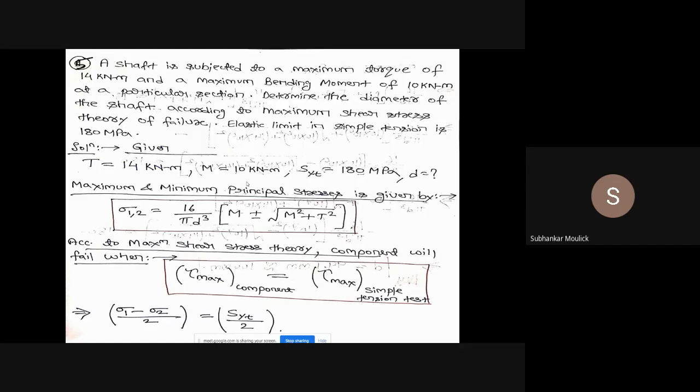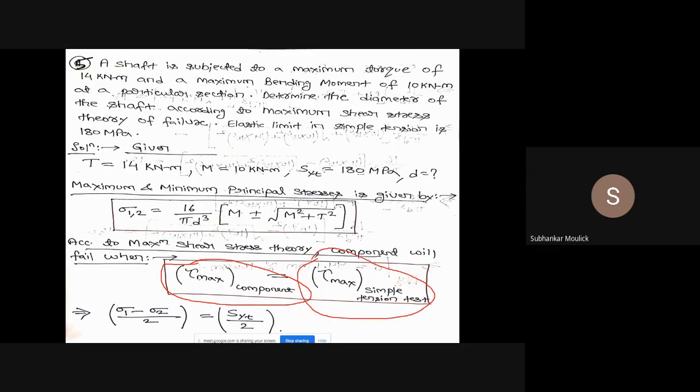In order to solve this problem, first of all, I have to recall the statement of shear stress theory of failure. According to that theory, any mechanical component will fail only when the maximum shear stress of the component becomes equal to the maximum shear stress of a standard specimen undergoing a tension test, that is this value.